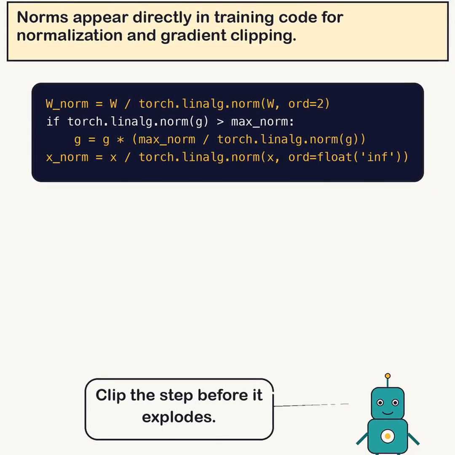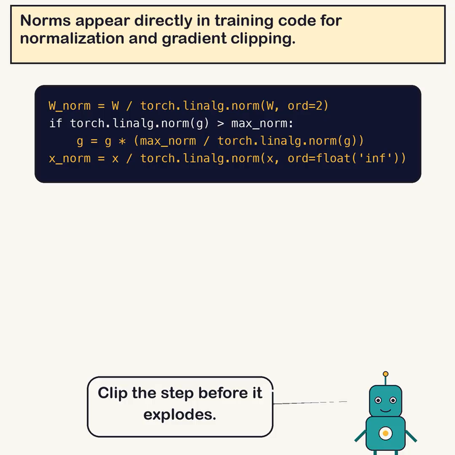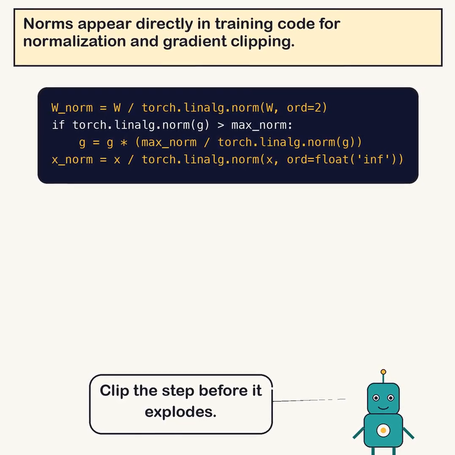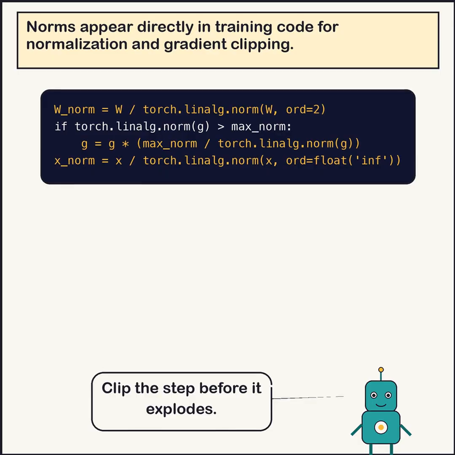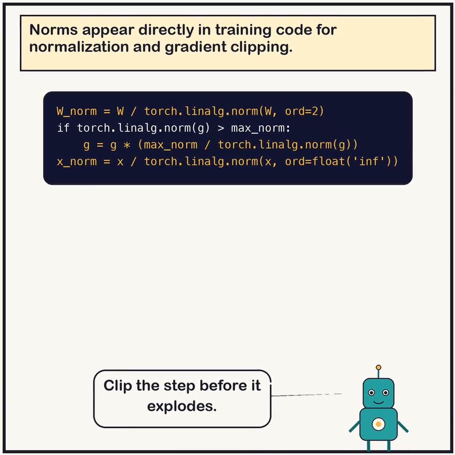Weight normalization divides by a matrix or vector size. Gradient clipping rescales gradients that exceed max norm. And L infinity normalization limits every component. Real-world analogy: training code uses norms like a speed limiter. If the update is too large, clip it before the model skids.